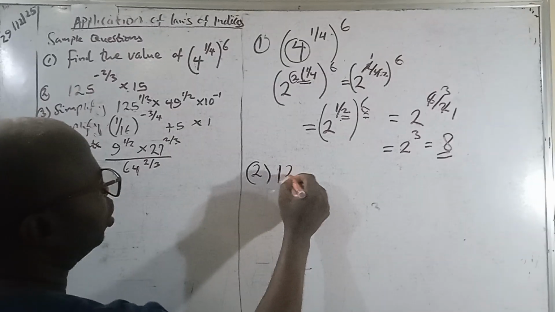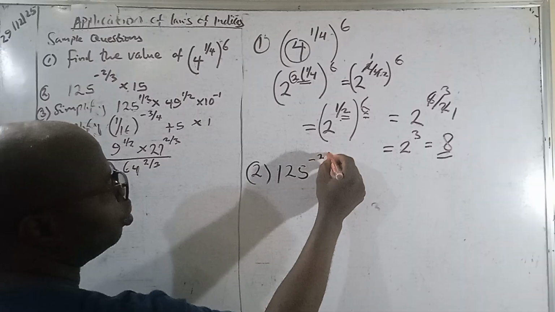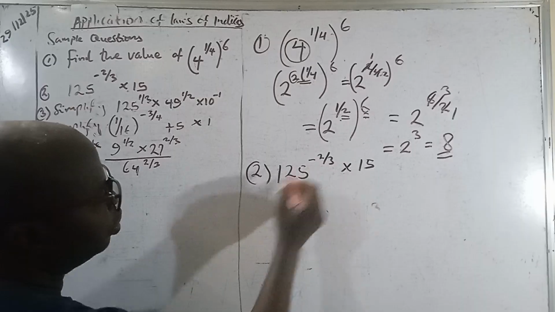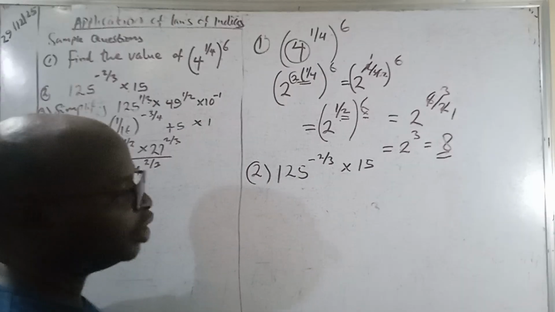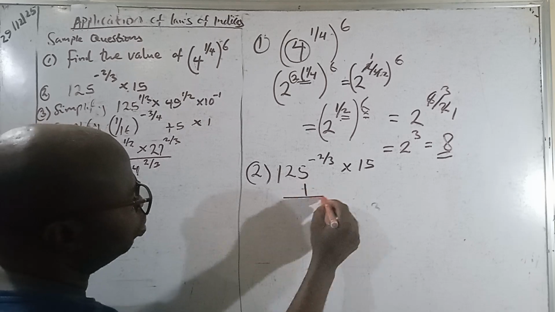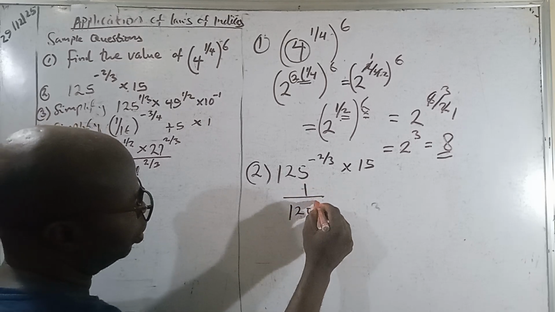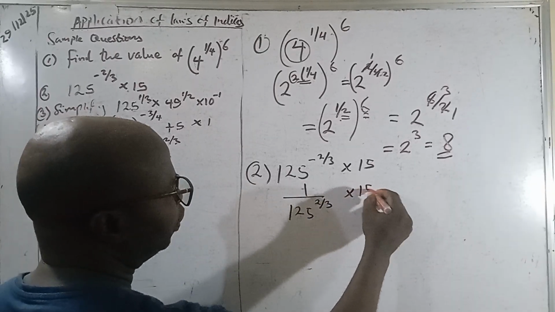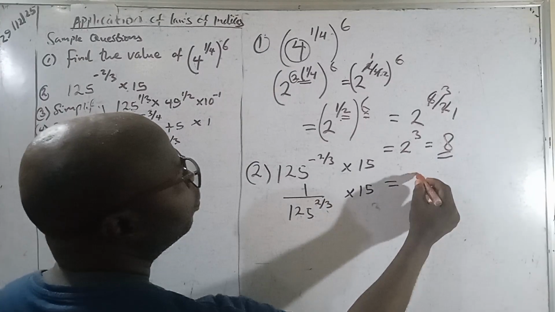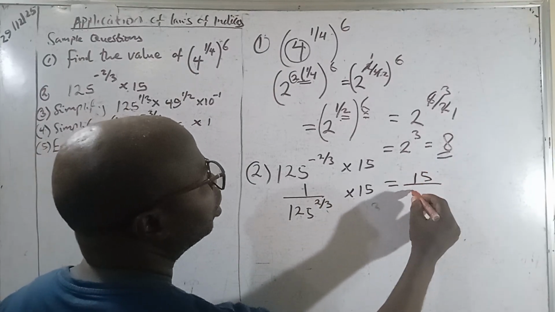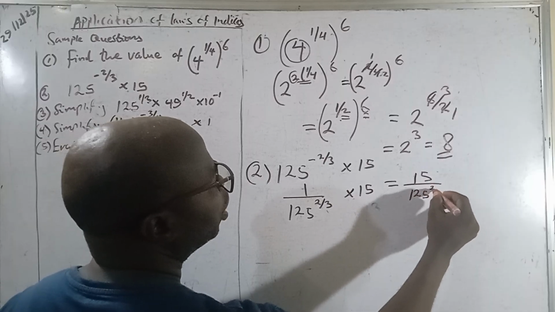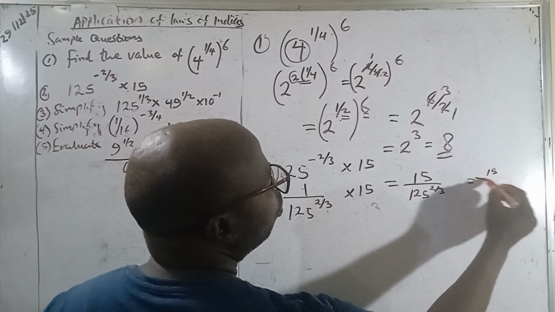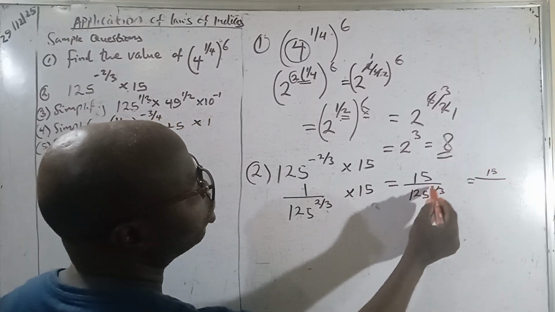There you have 125 raised to power minus 2 over 3 multiplied by 15. What do you think about this? Okay, this is a negative index. And what do I say? You put 1, write everything again as denominator, but without the negative sign, multiplied by 15. And so this will give you 15 all over 125 raised to power 2 over 3, which is the same thing as 15 over, so if you look at the denominator, this becomes fractional power.